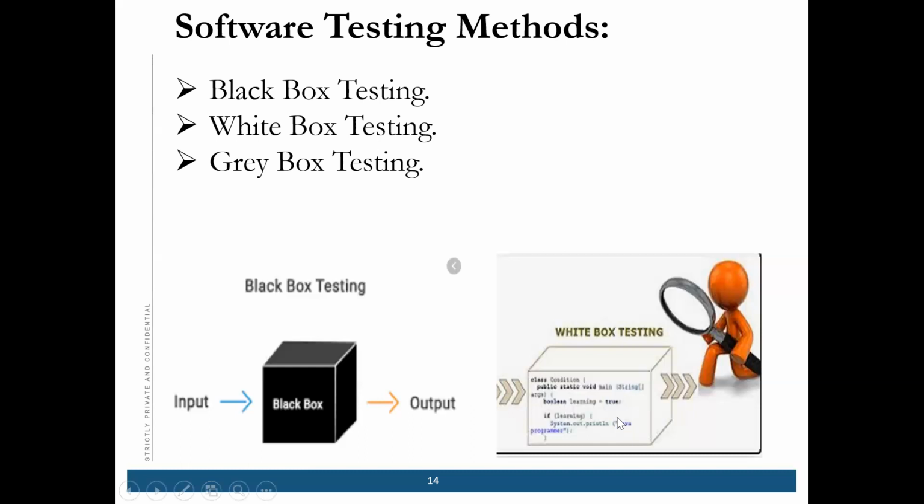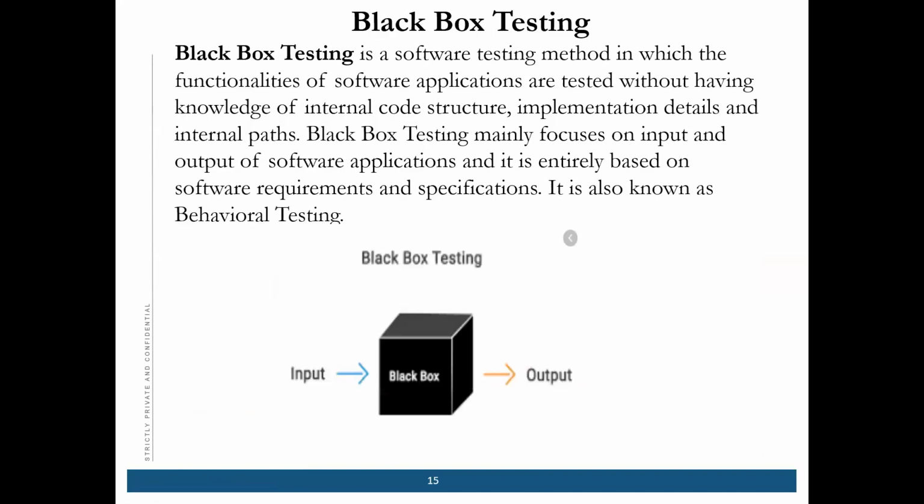In white box testing, you know the code, and based on your code coverage, or based on your coding, you will do the testing. That testing is called white box testing, where you can see the code. But in black box testing, you cannot see the code. Only based on the functionality you will check it. Okay, so can someone read this for me, whatever is written here?